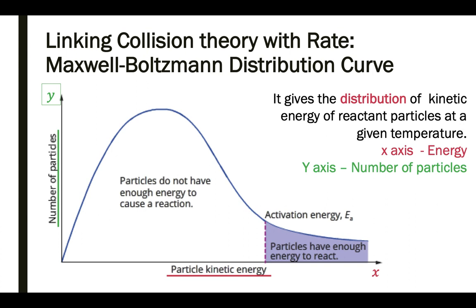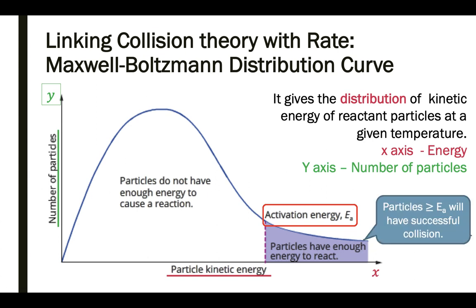Okay. So we can see that at a given temperature, most particles of reactants don't really have enough energy to cause a reaction. So they can bump into each other the whole time, but no reaction will happen. It's only a small proportion of the reactant particles that have enough energy, that is, greater than or equal to activation energy, to actually have a reaction.